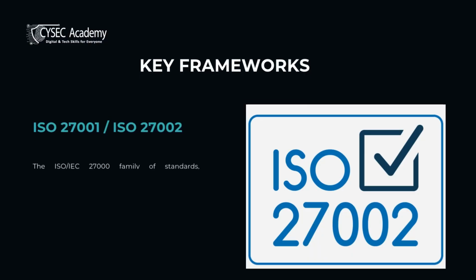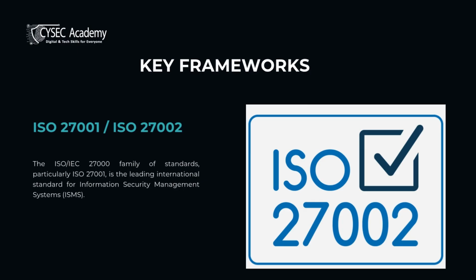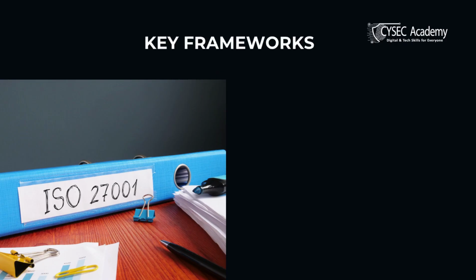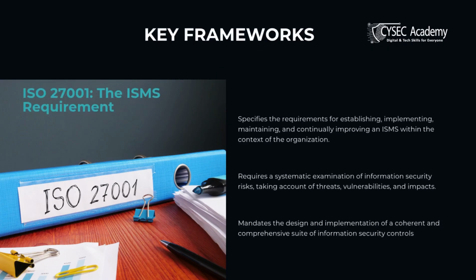The next framework we are exploring is ISO 27001, ISO 27002, the ISO/IEC 27000 family of standards. ISO 27001 in particular is the leading international standard for information security management systems, ISMS. Unlike the NIST CSF, ISO 27001 is a formal standard against which organizations can achieve certification. ISO 27001, the ISMS requirement, specifies the requirements for establishing, implementing, maintaining, and continually improving an ISMS within the context of the organization. It requires a systematic examination of information security risks, taking account of threats, vulnerabilities, and impacts.